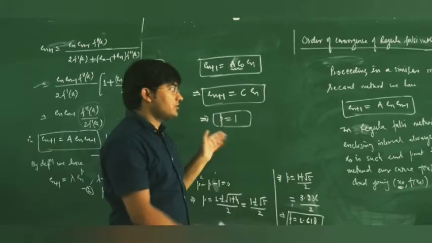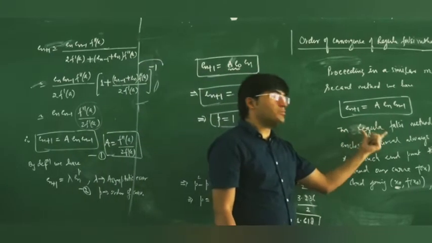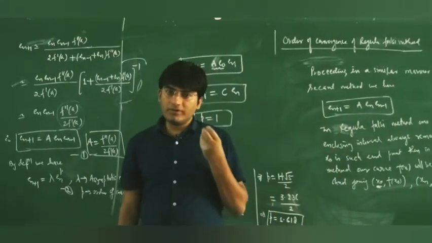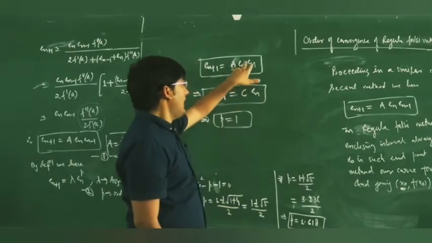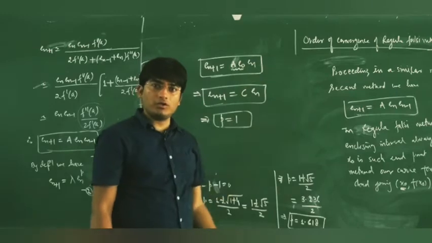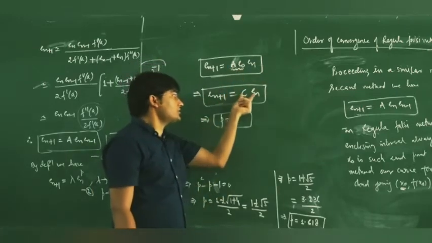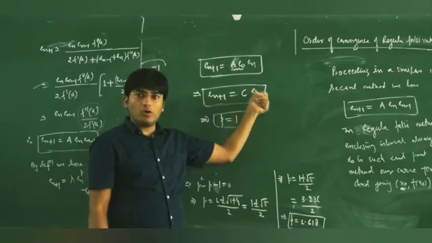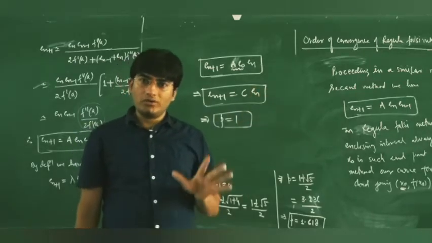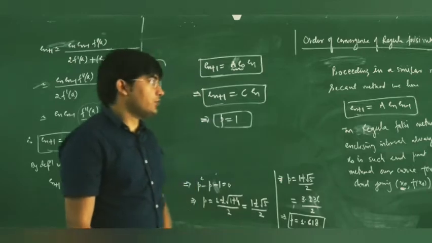And that is because one end of the enclosing interval always remains fixed, and that is why we have this type of condition. And as this e naught is always fixed, we can write this as a constant, and here we have en plus 1 equal to c into en power 1. So your order of convergence for this regular Falsi method is equal to 1.